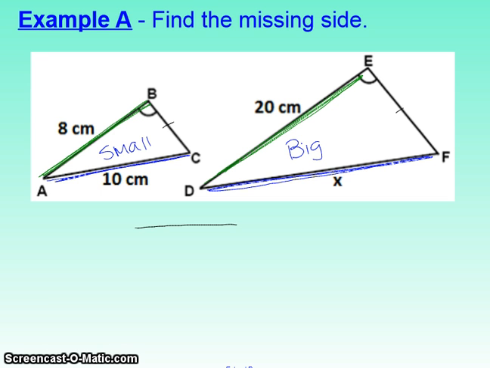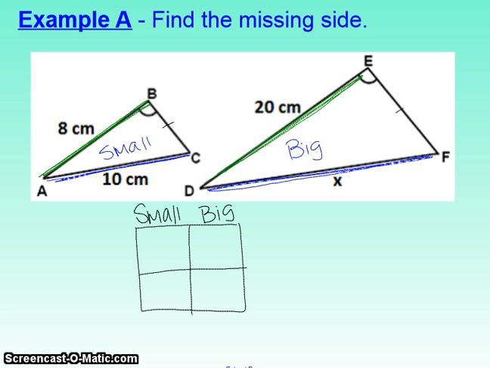Let's go ahead and draw a box. The first thing I want to do is label my box. I want to label small and big at the very top. And then I want to label my colors that I used. So I used blue and I used green.